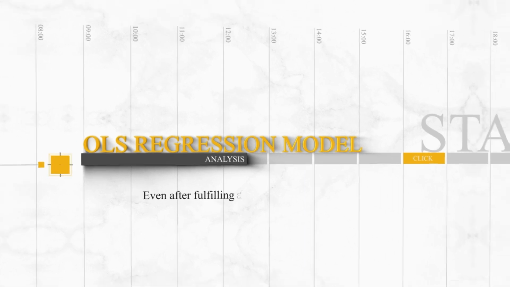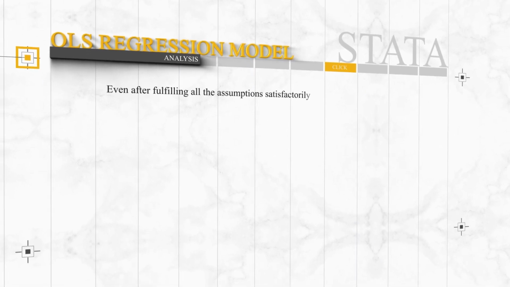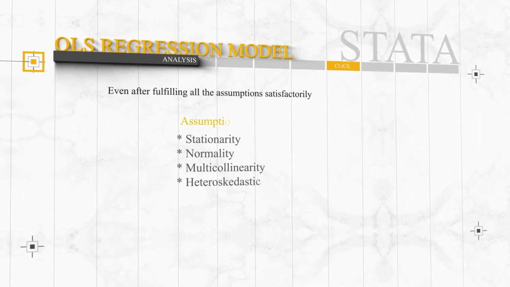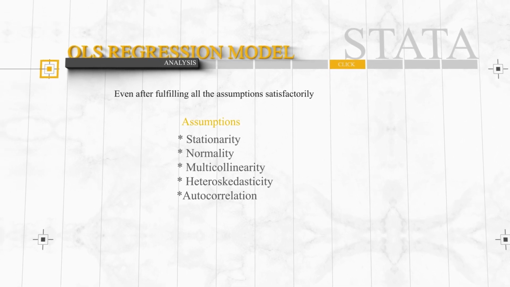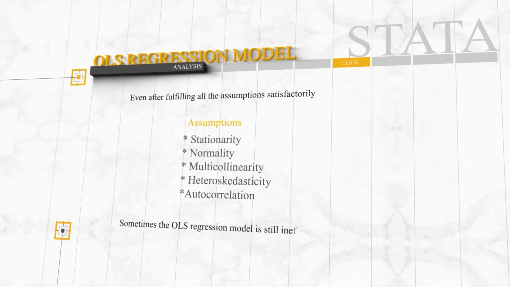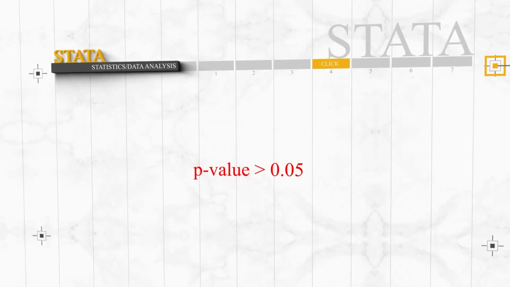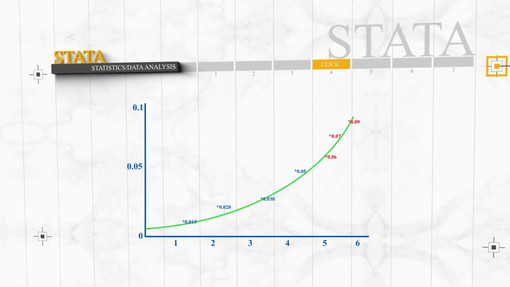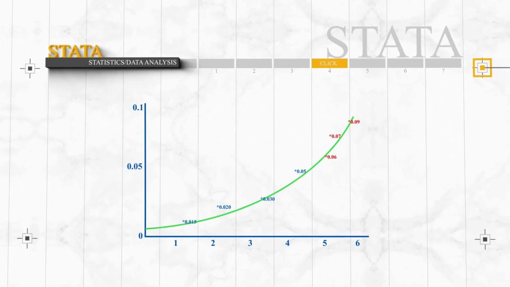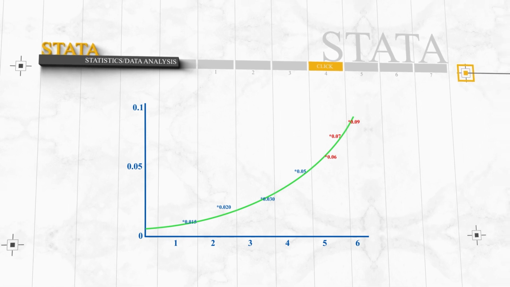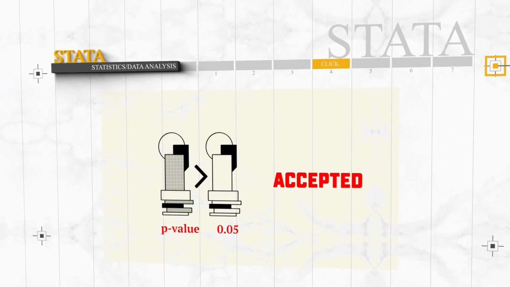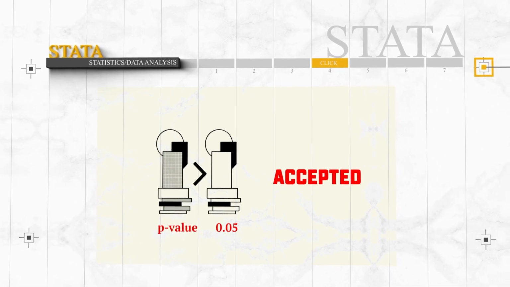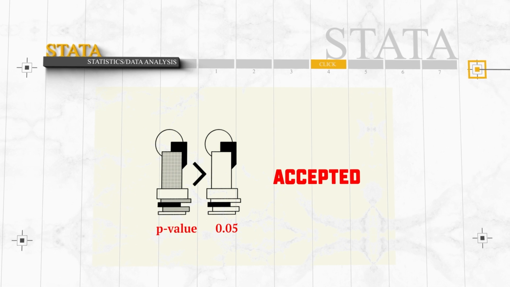The first thing to understand is that, even after satisfactorily fulfilling all the assumptions like stationarity, normality, multicollinearity, heteroscedasticity, and autocorrelation, the OLS regression model can still be inefficient. Inefficient means that the p-value of the regression model is more than 0.05. When the p-value of multiple variables in a regression model is more than 0.05, the null hypothesis gets accepted, indicating that there is no relationship between the variables. This is undesirable. A high p-value renders the study inconclusive.